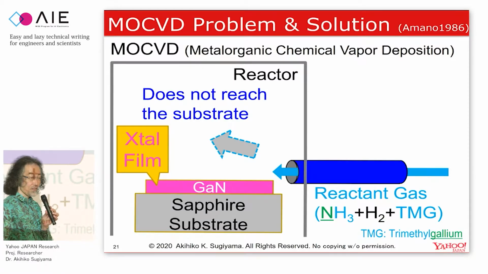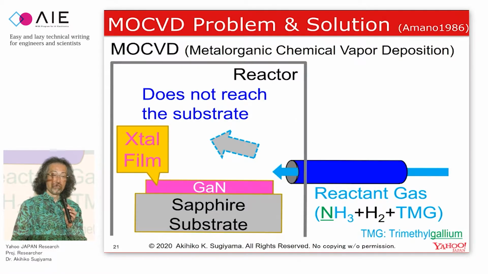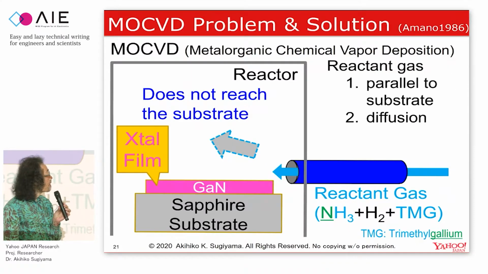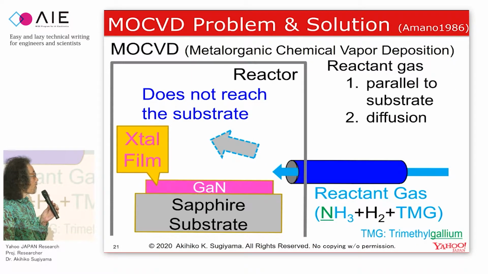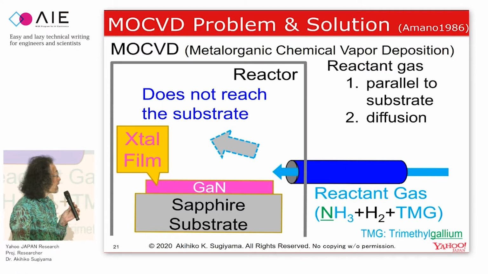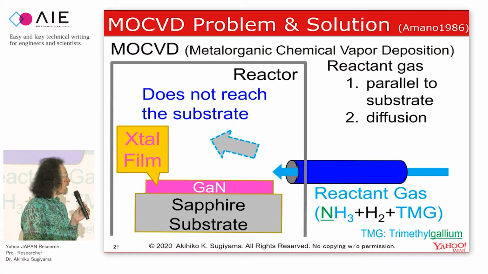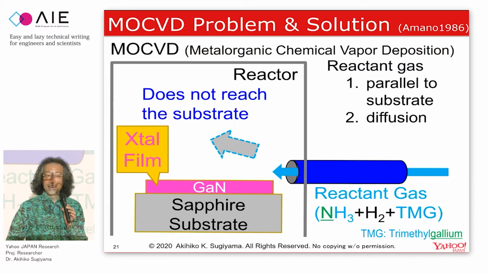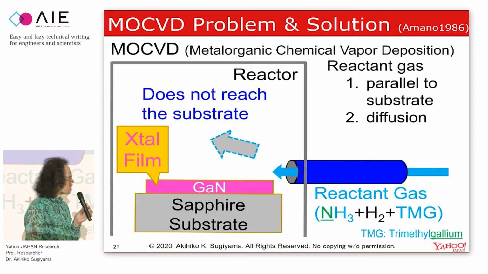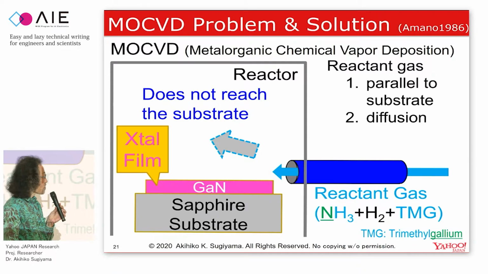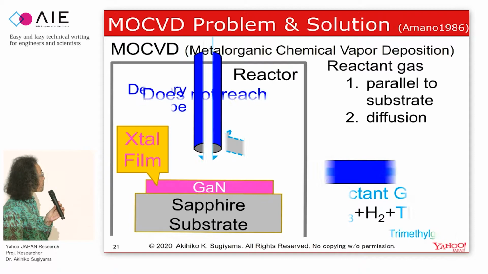And there were, of course, so many people competing to develop a new method. The fact was that the reactant gas was parallel to the substrate because it's coming in this way. It's parallel to the sapphire substrate here. And there is some diffusion. So when the reactant gas comes out of this tube, it goes up, it goes away. So not all of the reactant gas touches the sapphire substrate.